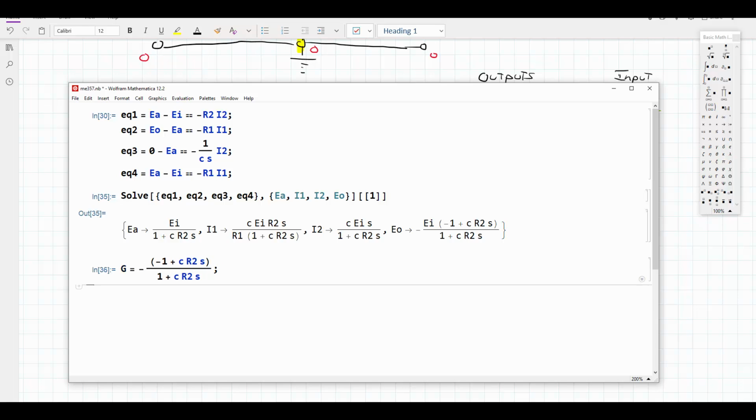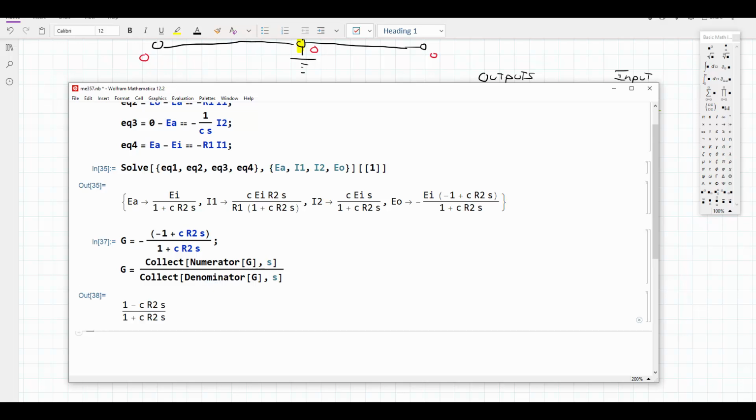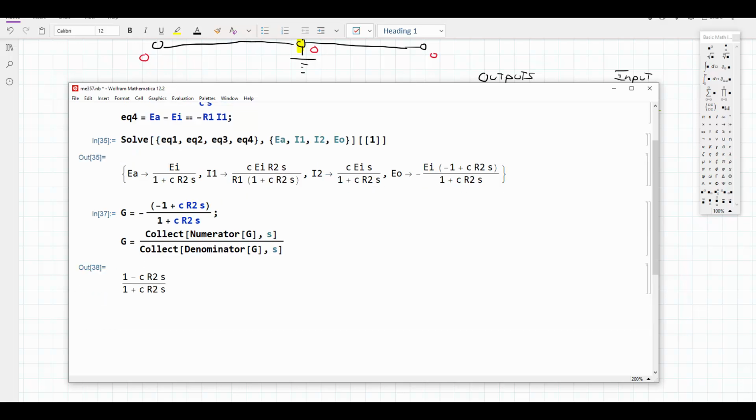All right, this isn't necessarily in the nicest form yet, so I'm going to now rewrite this using what we usually do. So collect the numerator of G and its denominator. And now we have it in the form we want. So I'm going to take that and we're going to be able to rewrite it.